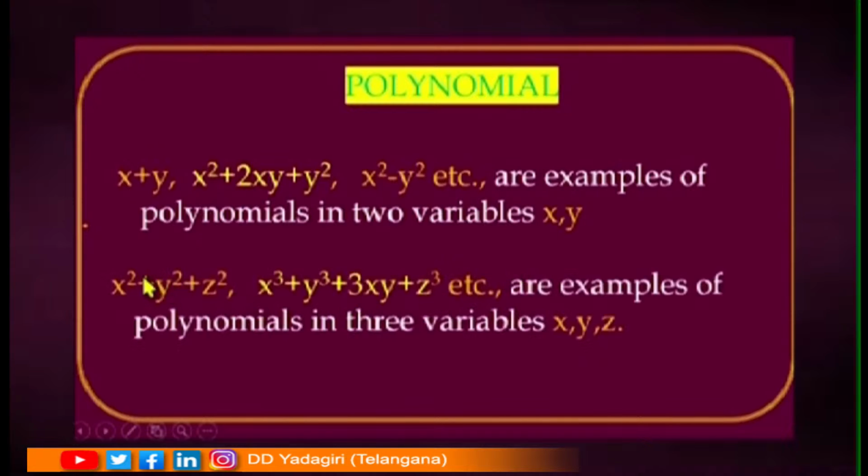Take x square plus y square plus z square. You see that there are three variables here: x, y, z. x cube plus y cube plus 3xy plus z cube. Here also you have three variables. So these are all examples of polynomials in three variables. We can have as many variables as possible, and we can define the polynomial for that number of variables.